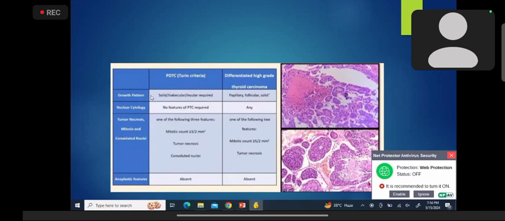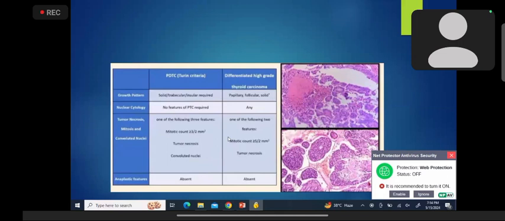Growth pattern: solid, trabecular, insular is required. Nuclear cytology: there should be no features of PTC. And among the following features, one should be present: mitotic count more than 3 per 2 square millimeters, tumor necrosis, or convoluted nuclei.